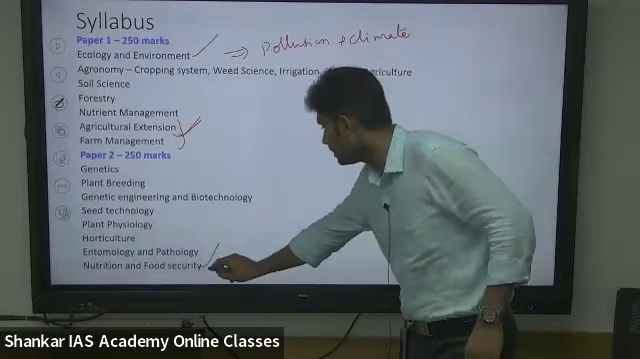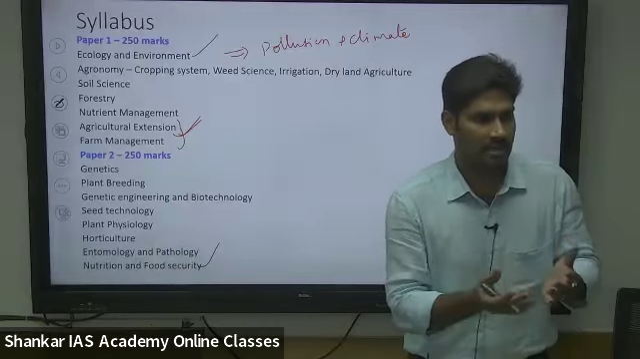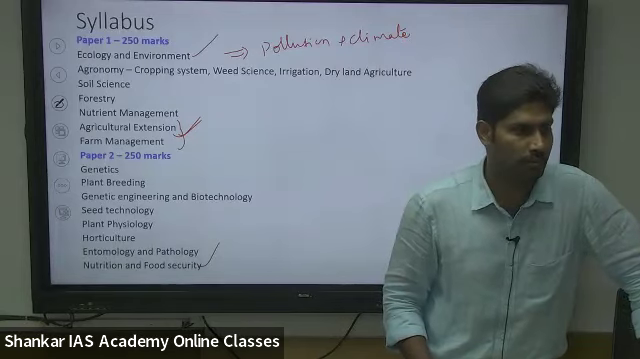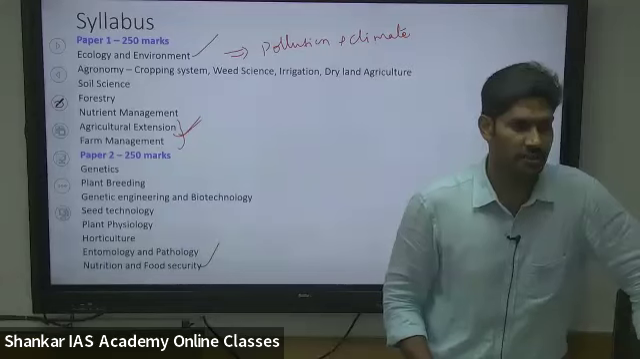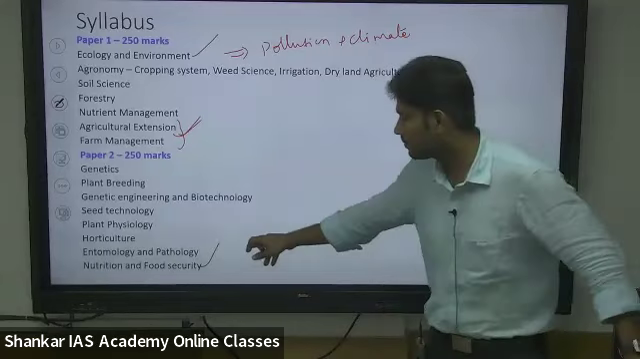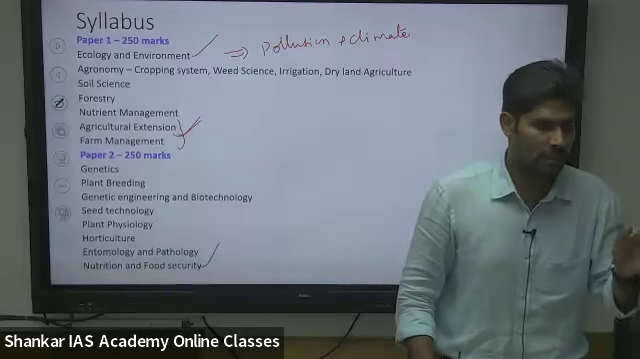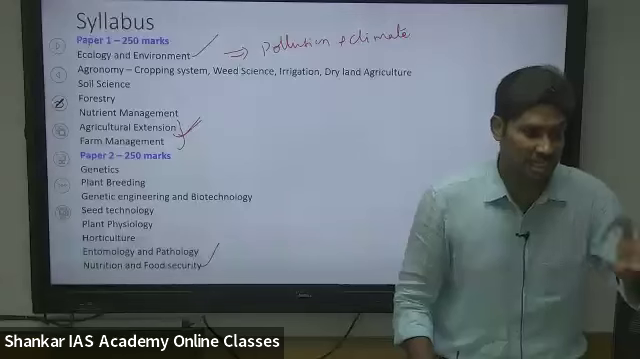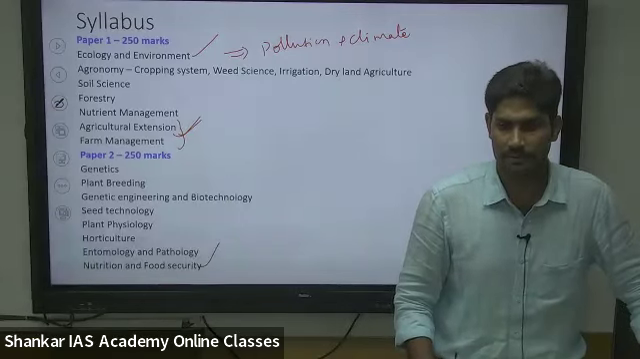Then again in this area, nutrition and food security. Again, recent schemes: Poshan Abhiyan, Poshan 2.0, biofortification and food fortification. Those topics are important. So the recent efforts taken by the government to address the malnutrition problem, nutrition security. So the schemes are important.